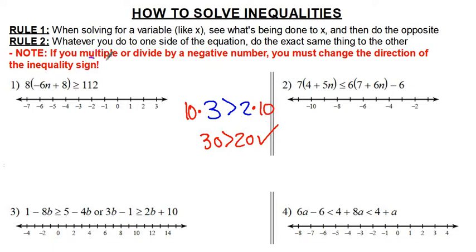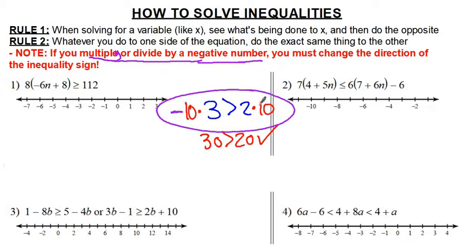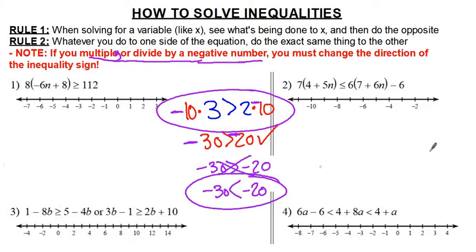Up here it's telling us if we multiply, it should say multiply, spelling was not my best subject, as you could probably tell. If you multiply or divide by a negative number, let's do the same problem, but now let's multiply by negative 10 instead. So this now is negative 30 greater than negative 20. Let me rewrite that. And that's not true. Negative 30 is not greater than negative 20. It's more negative. So in order to get it right, we have to flip the direction of the sign to get something true.